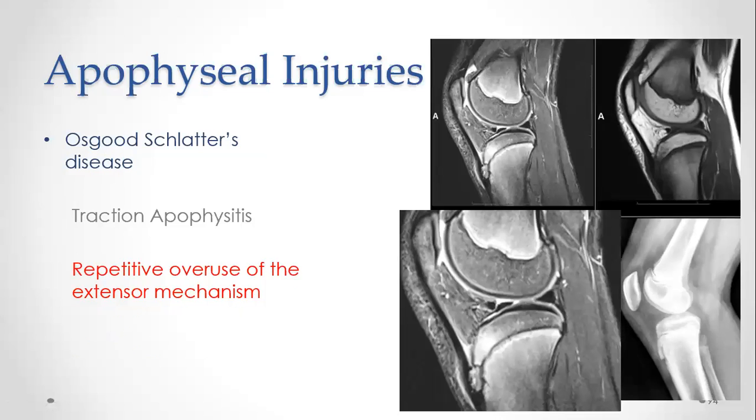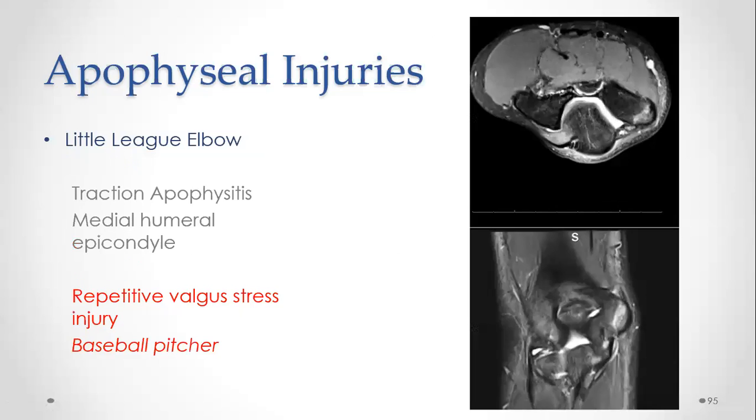Another pattern of traction apophysitis is Osgood-Schlatter's disease. It's traction apophysitis of the tibial tuberosity apophysis, again secondary to extensor mechanism overuse. Another example of traction apophysitis is Little League elbow, and we see edema of the medial humeral epicondyle in this patient who happened to be a baseball pitcher. And we can see that on MRI on the coronal fluid sensitive as well as the axial fluid sensitive sequences.